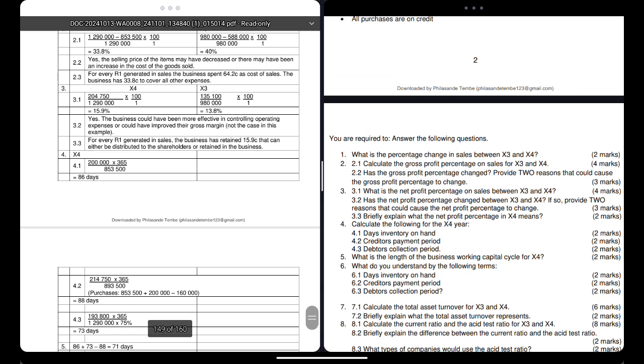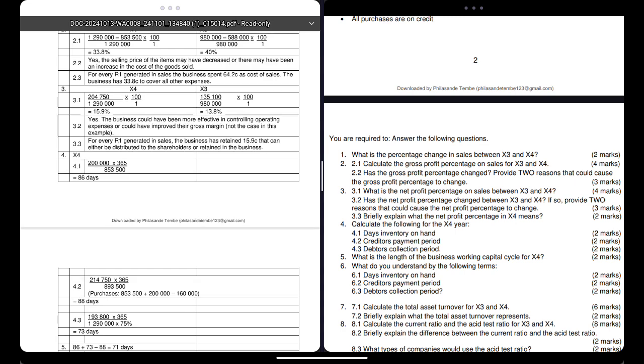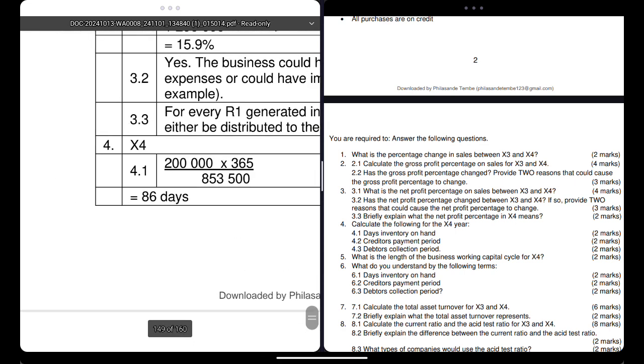3.3. Same thing I just said, right? For every 1 rand worth of sales, the business has got a net profit, or retained 15.9 cents. That's how you comment. So 4. Okay, this is very, very important, extremely important. 4.1. How do you calculate days inventory on hand?